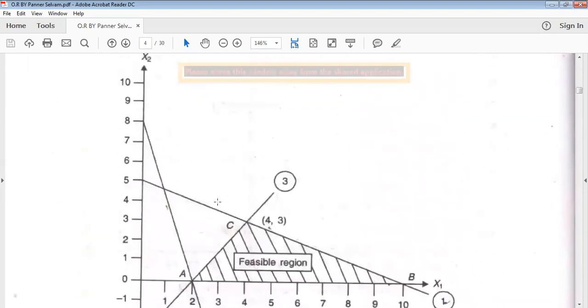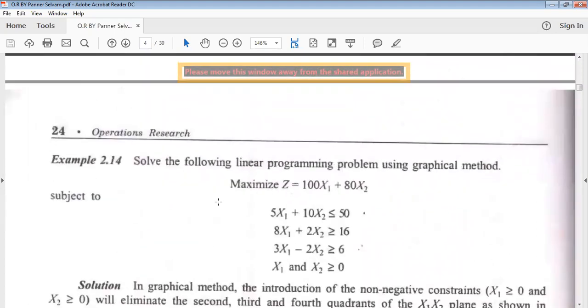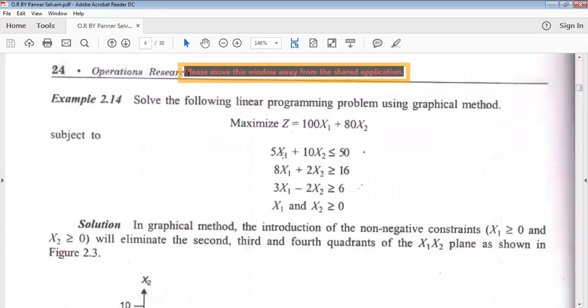So therefore, you have to identify the coordinates. If you put x1 is equal to 0, then x2 is automatically 5. And if x2 is equal to 0, x1 is automatically 50 by 5, that is 10. So like that, you have to identify the coordinates. Similarly, if x1 is equal to 0 and x2 is equal to 8, and if x2 is equal to 0, x1 is equal to 2.